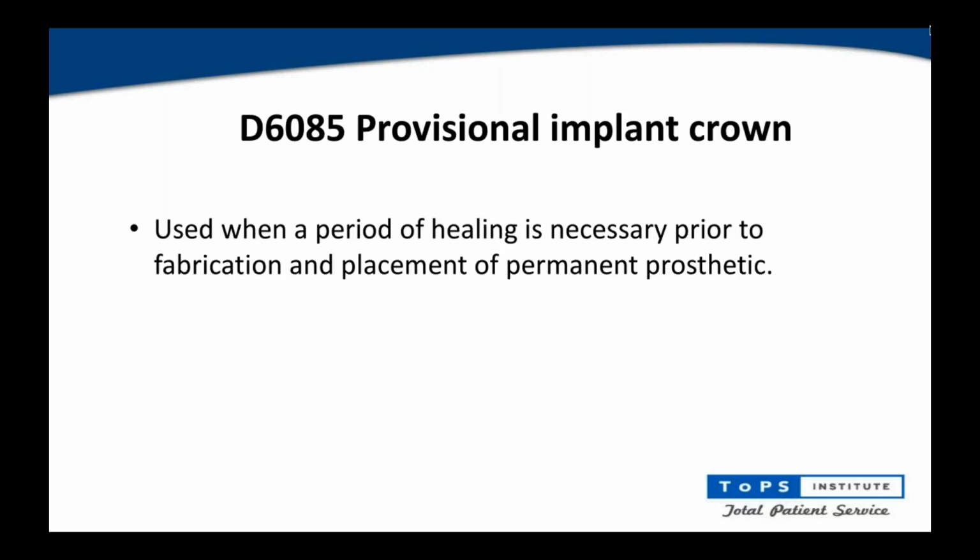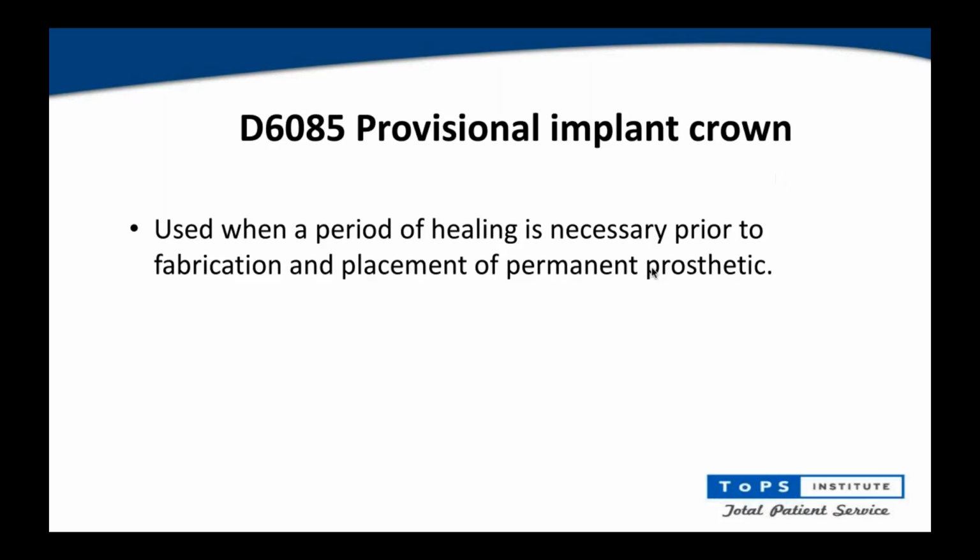So the next, with implants, as we said on the rise, there's often when we place an immediate implant and we need healing to take place before we want to present the patient with a final restoration. So the D6085 Provisional Implant Crown has been a wonderful code to be able to allow the healing to take place, the gum tissue to settle in, and then the final restoration to be placed.